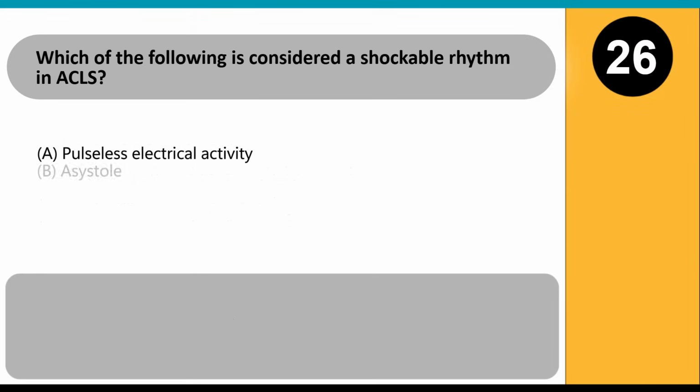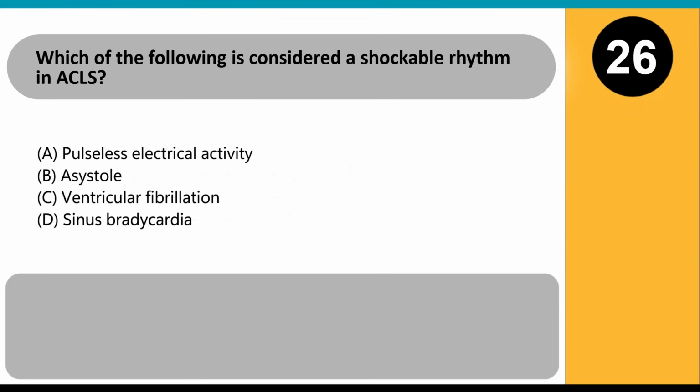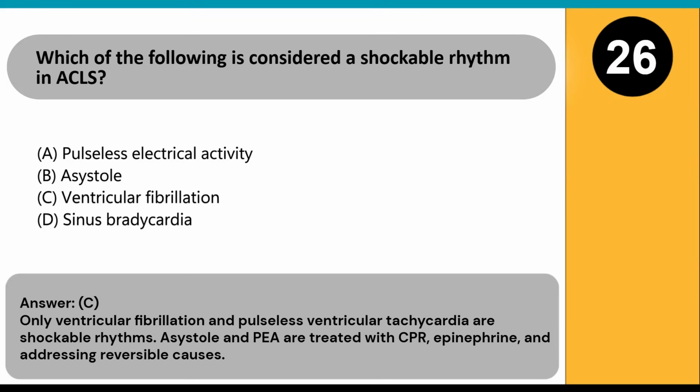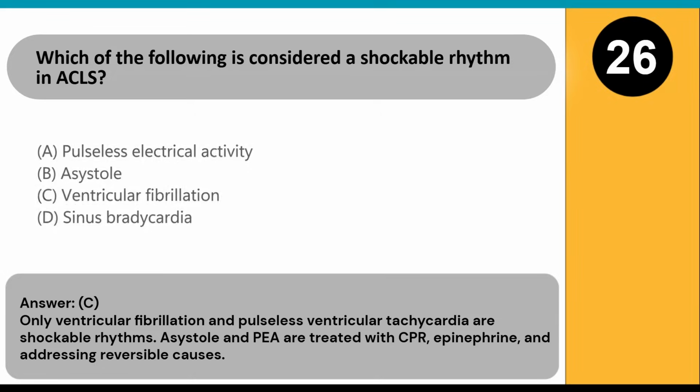Which of the following is considered a shockable rhythm in ACLS? A. Pulseless electrical activity. B. Asystole. C. Ventricular fibrillation. D. Sinus bradycardia. Answer: C. Only ventricular fibrillation and pulseless ventricular tachycardia are shockable rhythms. Asystole and PEA are treated with CPR, epinephrine, and addressing reversible causes.